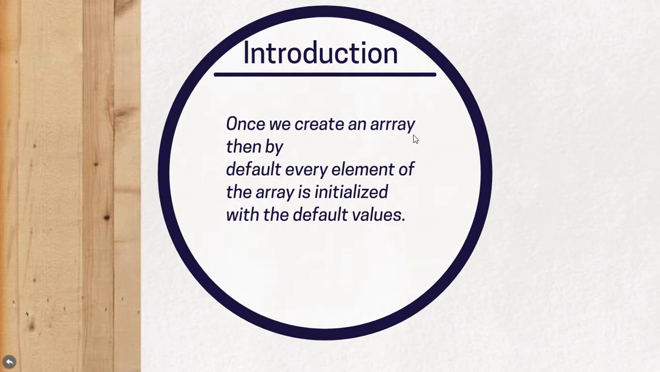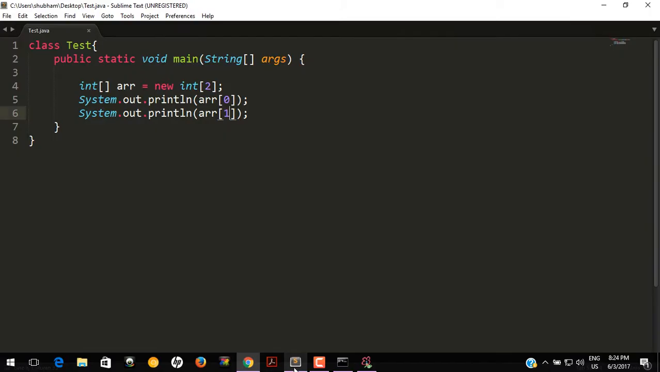Once we create an array, by default every element of the array is initialized with a default value. So what is the default value? This default value can vary from data type to data type. For example, for a string type it is null. For object types in general it is null, for the integer data type it is 0, and for the byte data type it is 0. So it depends upon the data type. We will look at some code examples to understand it better.